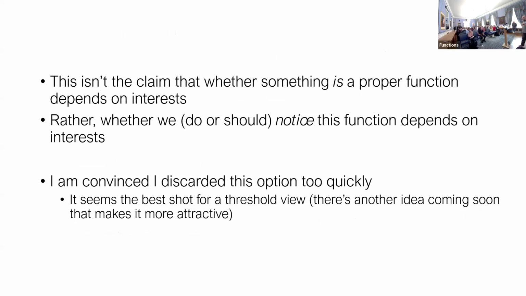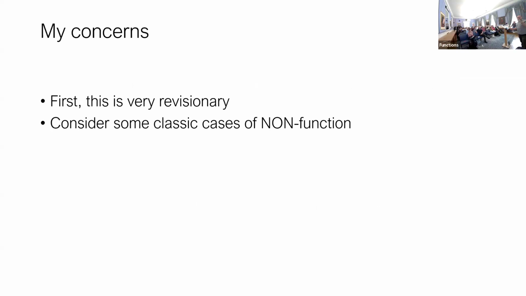Just to be clear, this is an objectivist account of where functions are. It's not saying that whether something gets to count as a proper function depends on our interest. It's just saying whether or not we should notice or care about this function. So it's still an objective account. I'm convinced by her that I did discard this option too quickly. I was too fast to think that this wasn't going to work. And I do think that this is the best shot for a threshold view, and I think there's another way that we might strengthen it, although I'm going to run out of time, I'm almost certain, so I won't get to that. Okay, I do have my concerns though.